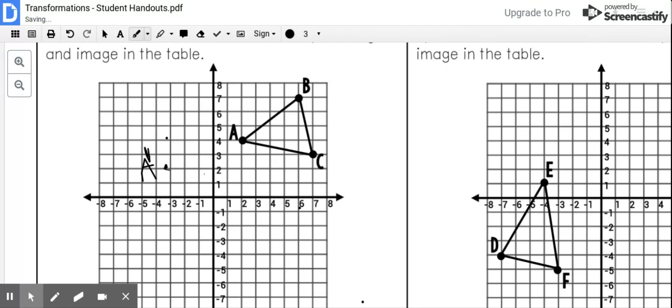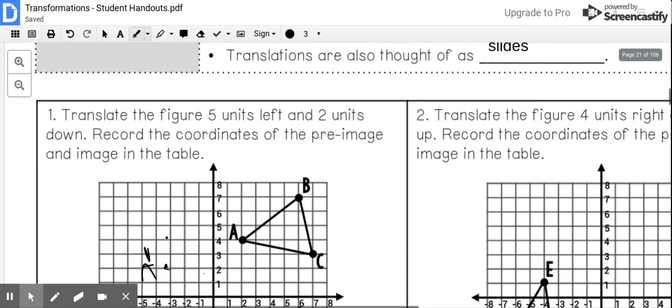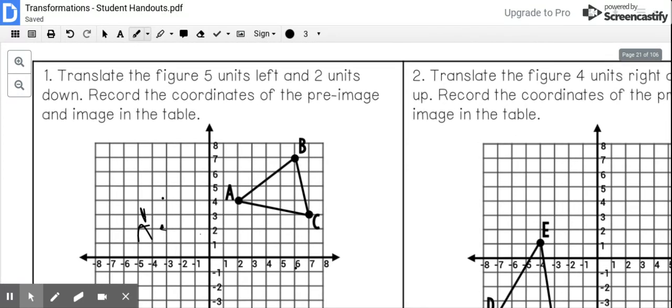So make sure you put your markings. So this dot up here on the top shouldn't really be there. And then we're going to do the same thing for the B. We're going to go 5 left. So 1, 2, 3, 4, 5. And then 2 down, 1, 2.